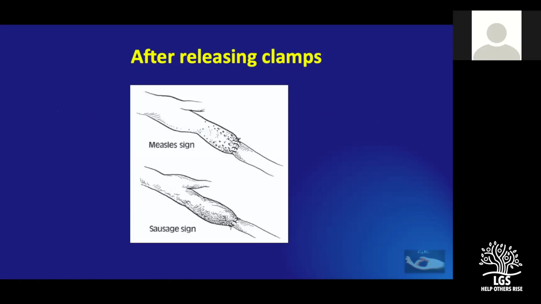After releasing the clamps, there are certain things you need to see. If these signs are seen, the measles sign, the sausage sign, these are signs that the artery is not doing well. So, for instance, this is the proximal end and this is the distal end. When you release the clamp and this is what happens, this is called the measles sign.